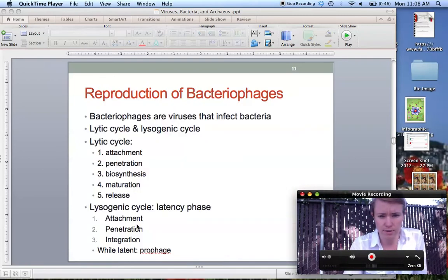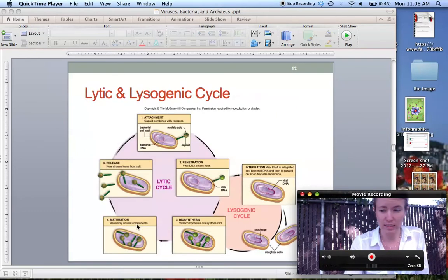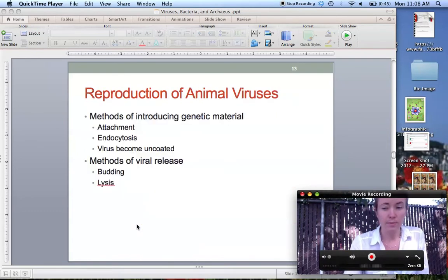And there are the steps. So attachment, penetration, biosynthesis, maturation, and release are the steps of the lytic cycle, and then attachment, penetration, and integration are the steps of the lysogenic cycle, the latency phase. So that's the bacterioviruses, the bacteriophages.